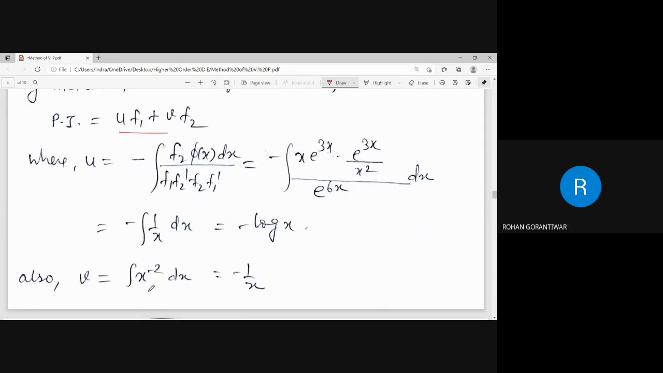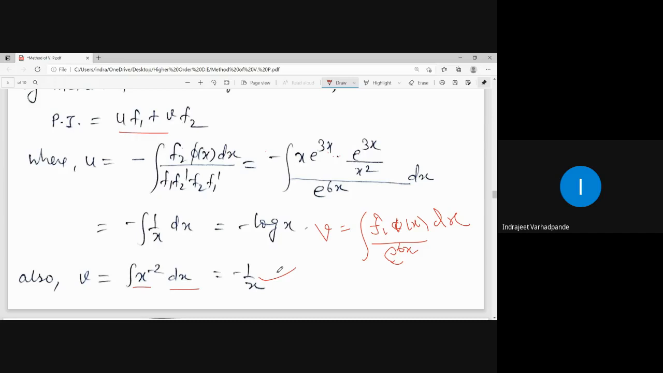The value of v is integral x to the power minus 2 dx. It is minus 1 by x. v is integral F1 into phi of x dx upon e to the power 6x, which is the value of the Wronskian.